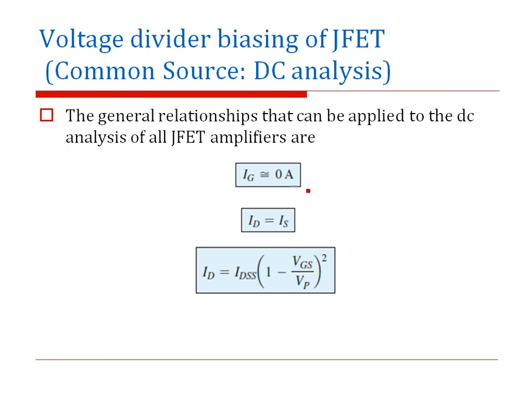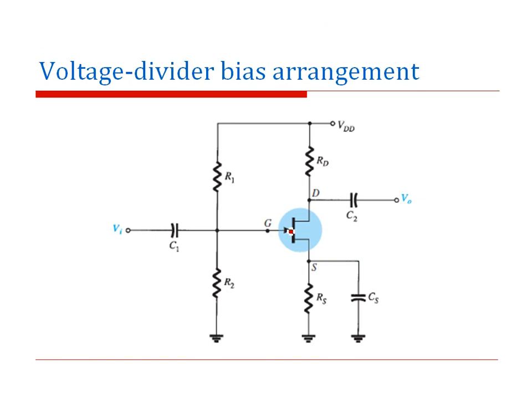Before that, let us review the general relationships that can be applied to the DC analysis of a JFET amplifier. Ig equal to 0, Id equal to Is, and Id is equal to IDSS into (1 minus VGS by VP) whole square, which is the Shockley equation. So the drain current is equal to the source current.